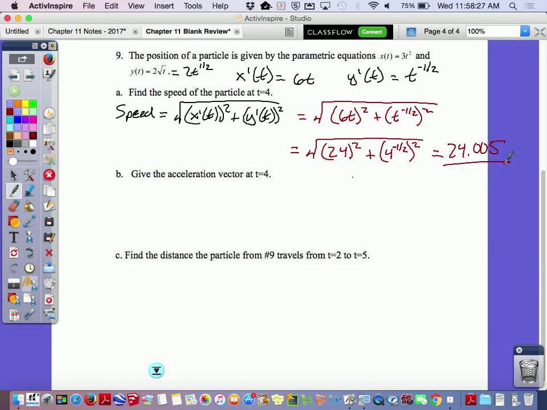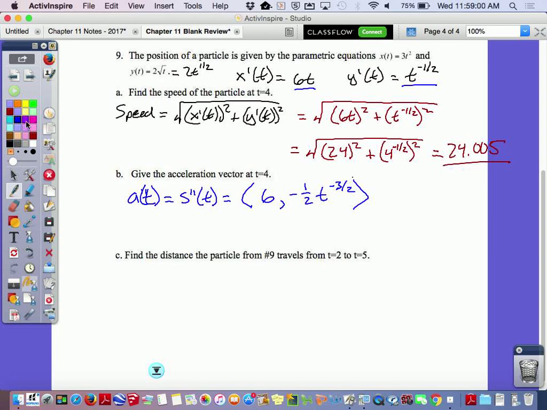The acceleration vector for part B. The acceleration vector is going to be equal to the second derivative of our position vector. Well, we've got the first derivative pieces up here, so what's required is just to do another derivative. The derivative of 6t is 6. The derivative of t to the negative 1/2 is going to be negative 1/2 t to the negative 3/2. That is our acceleration vector.